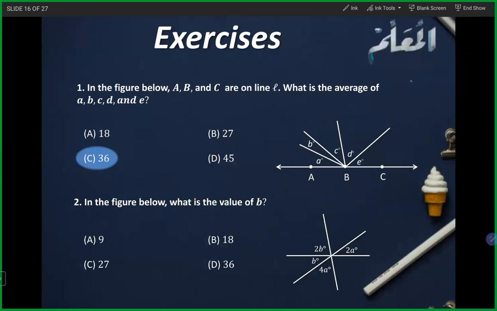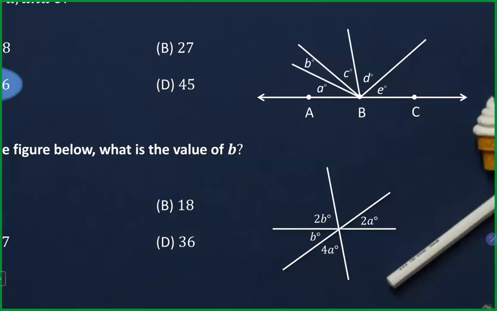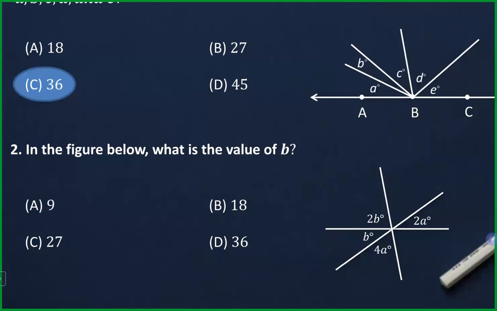Okay, let's check another question. This question is from Baron's book, okay? And in the figure below, what is the value of B? So I want to get the value of B. Fine. Again, I'm having like two different variables in the figure, and I need to figure out how to get B. So the easy thing is to understand that B is equal to 2A. So B is equal to 2A.